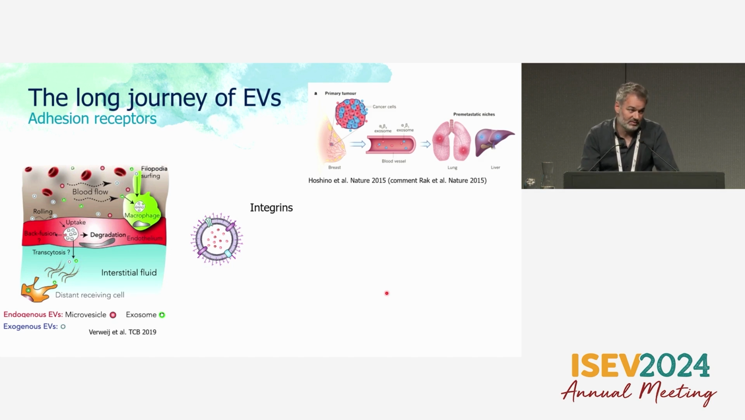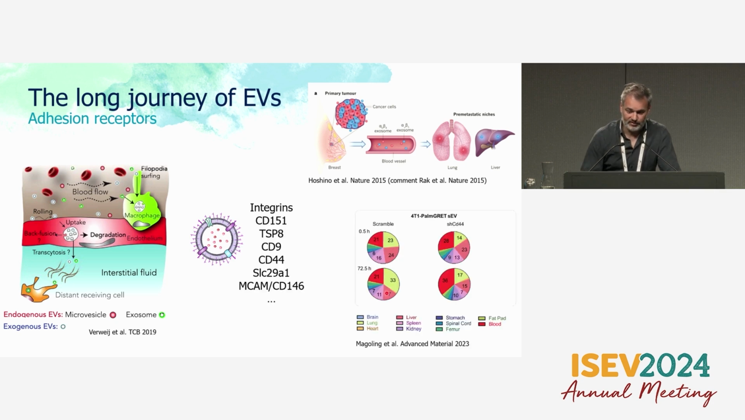The first ones to be properly described were the integrins, by the group of David Lyden almost 10 years ago in a cancer context, and then other adhesion receptors were shown to be involved in EVs' biodistribution. And here is another example from Charles Lai's lab, where the knockdown of CD44 will alter the biodistribution of EVs in mice.